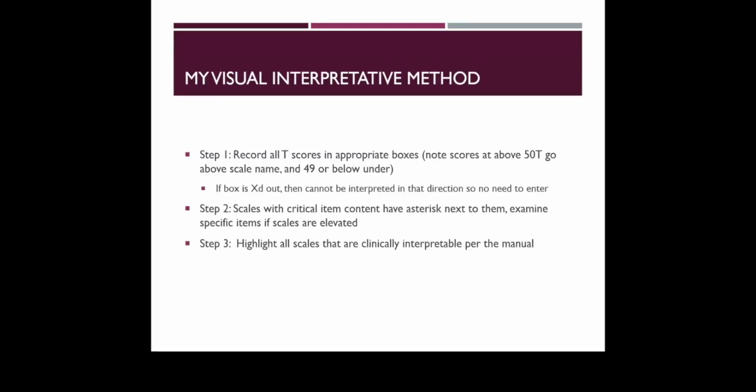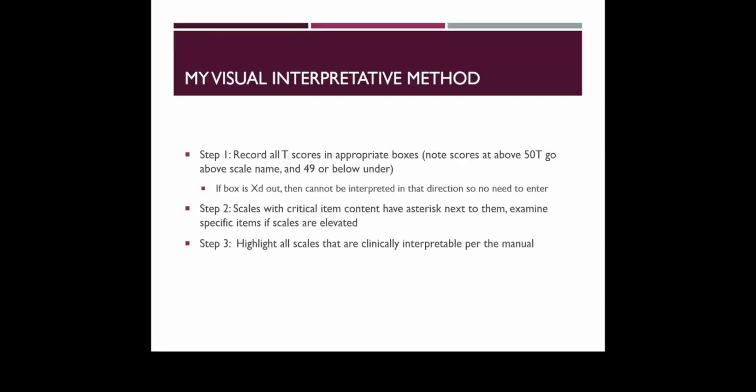In step two, items with critical content have an asterisk next to them, and so you would want to look at specific items if the scales are elevated. For that, you have to flip to the second page. You will see SUI has two asterisks around it, HLP, two asterisks around it. Those are the critical item scales, so that you know to pay attention to them.